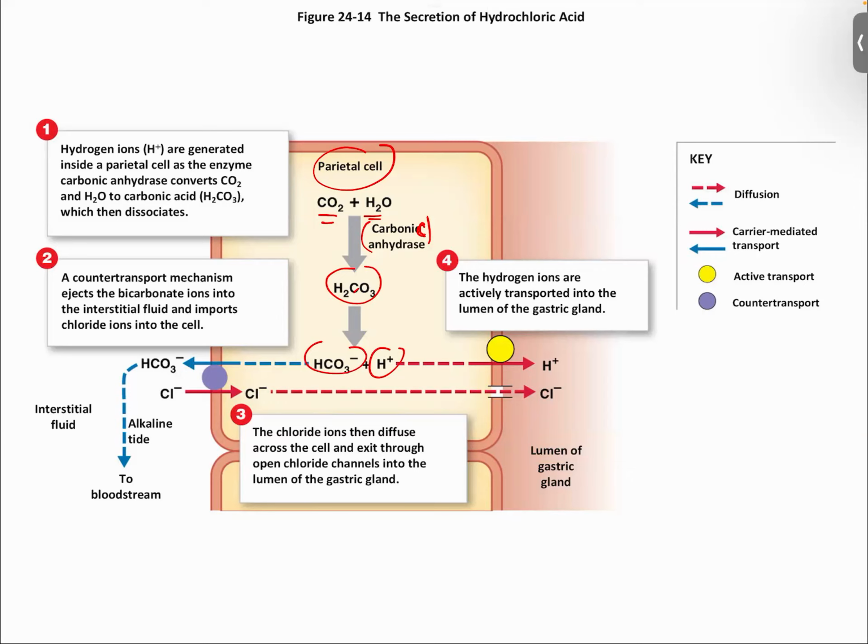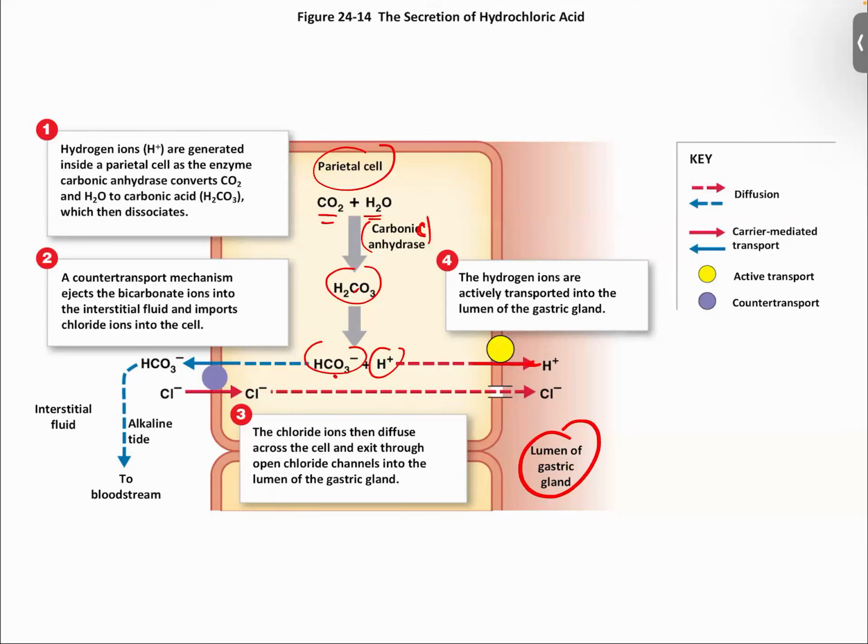Now what you do is you take your hydrogen ion and you actively transport it into the lumen of the gastric gland. This is inside the lumen of the pit. So your hydrogen ion goes in there. What is that? That's acidity, right? So you're pumping actively the acidity into your gastric pit. Here's the problem, however. When you do that, you lose a positive charge, right? So you have to deal with that.